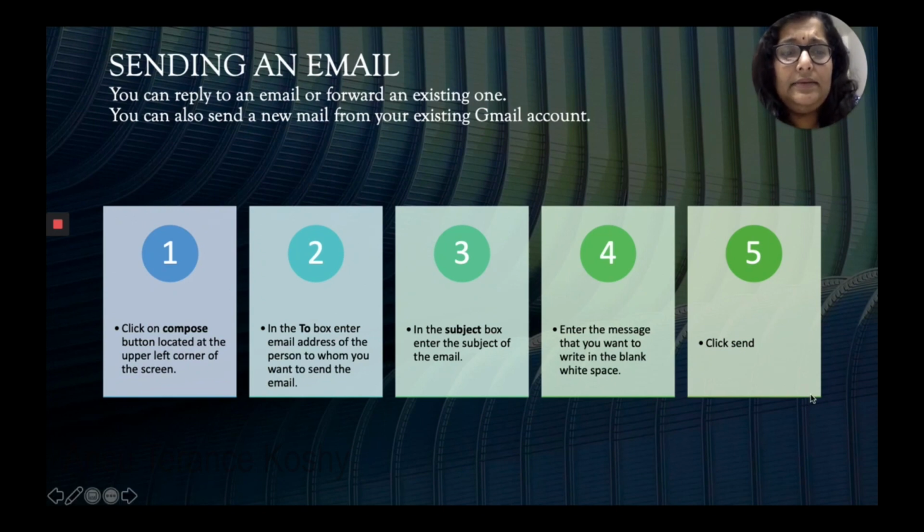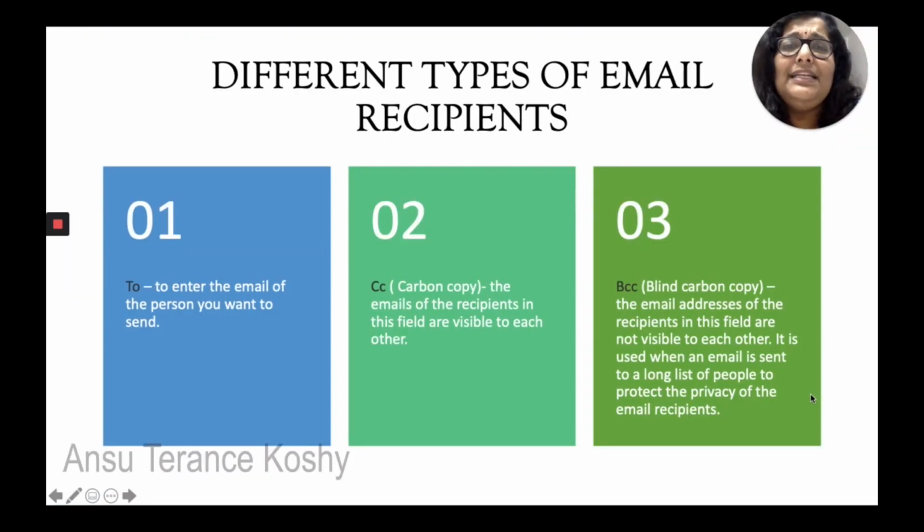In the next slide, we are going to talk about the different types of email recipients. There are 3 ways that you can send emails to people from an inbox. One is to, the next one is CC or carbon copy, and the third one is BCC, that is blind carbon copy. If you are sending an email to a single person or 1 or 2 persons, you can enter it into the to field directly.